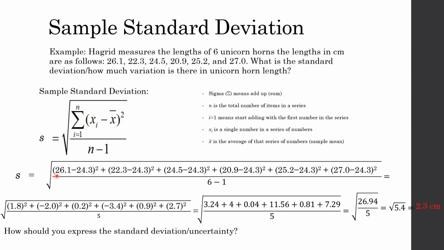So the first number in the series is 26.1. We're going to subtract the average, which we calculated a few slides ago, which was 24.3. And then we're going to be squaring that quantity and then adding it to the next number in the series minus the average squared. Okay? So you do that for each number in the series. Okay? And then since we have 6 numbers in the series, right, n is equal to 6, so we have 6 minus 1 in the denominator. And then at the end of all of this, we're going to be taking the square root.